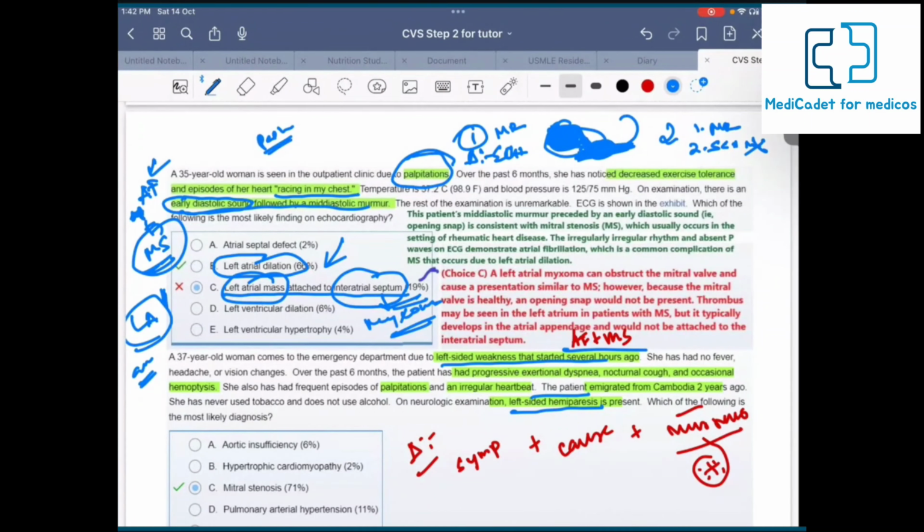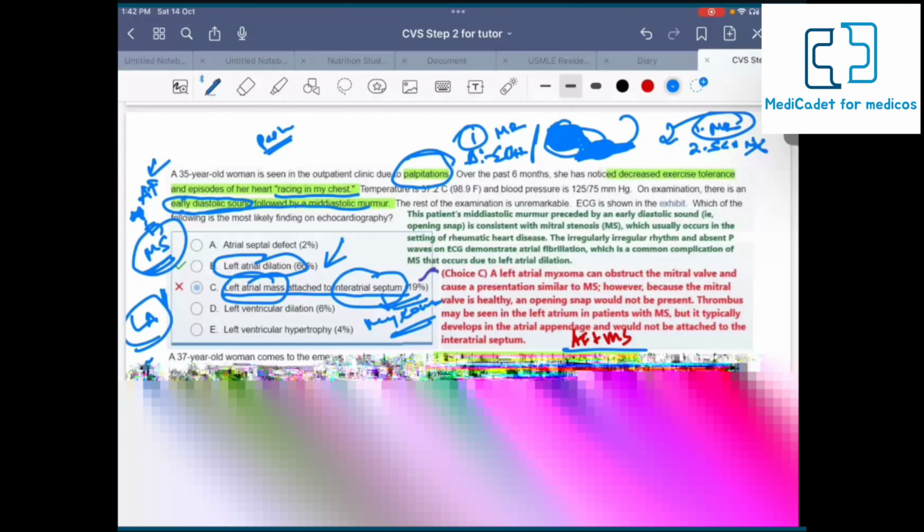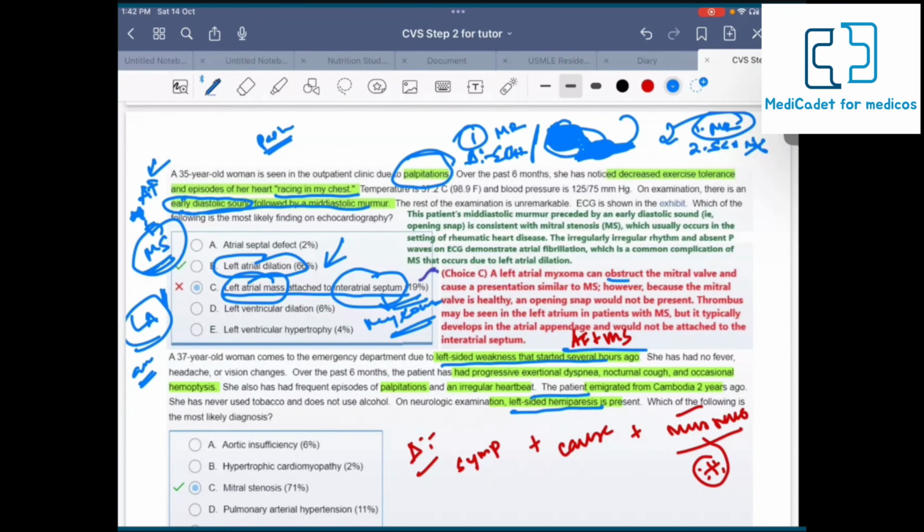That's all the thing they will ask. But this question has no reason to suspect myxoma here. It's not that the patient is having a cardiac arrest. The patient is not having a mitral regurgitation. And in echo, we didn't find any features suggesting these two things. So there's no reason to suspect a left atrial myxoma in this patient. Okay, so that's what they're saying.